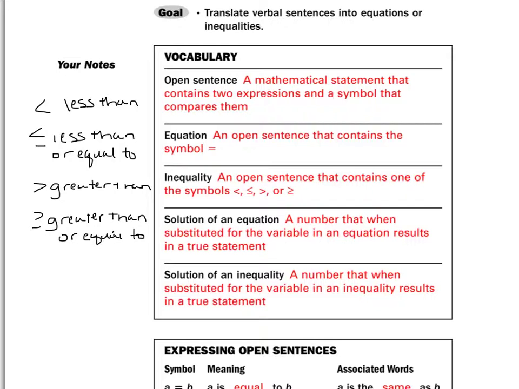We're also going to be working with solutions of equations and inequalities. A solution of an equation is a number that, when substituted for the variable in an equation, results in a true statement. So we're going to be testing things out today, seeing if something is a solution. And of an inequality, that is when a number, when substituted for the variable in an inequality, results in a true statement. So the same thing, you're going to be plugging in a number, seeing if that inequality symbol is placed correctly, making that statement true.